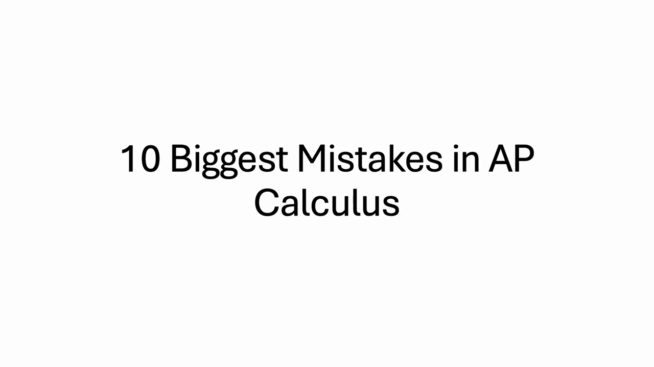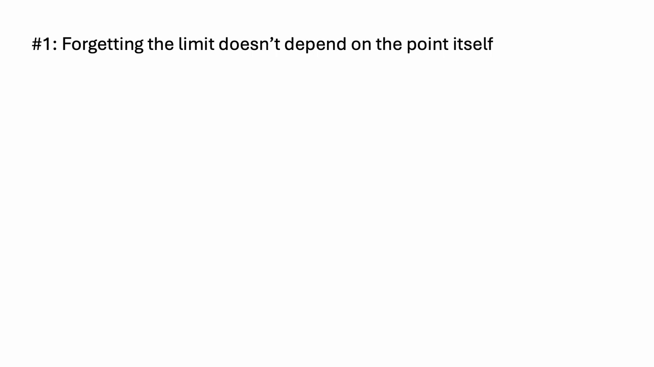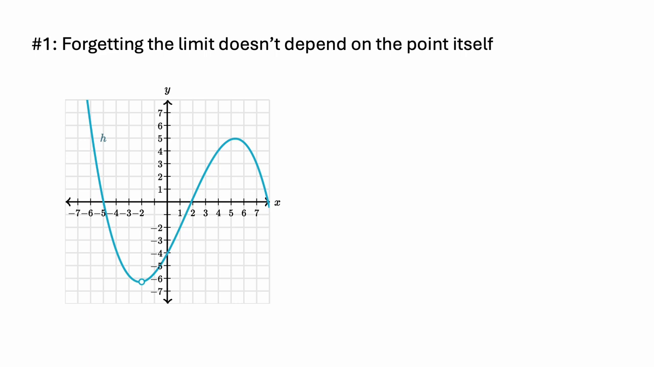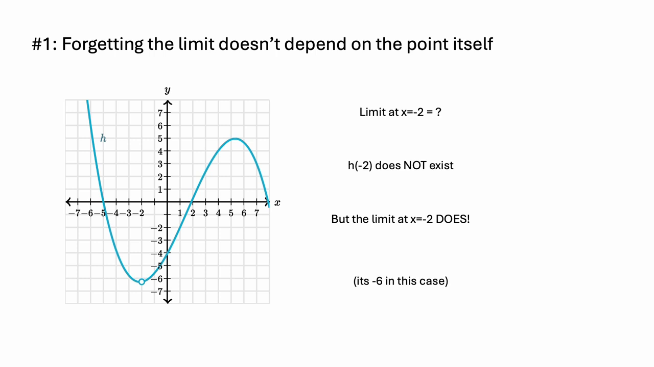Here are the 10 biggest mistakes students make in AP Calculus. The first mistake is forgetting the limit does not depend on the point itself. For example, if we have this function over here, you want to find the limit at x equals -2, which is this point right here, which has a dot in it. Many students assume that since h(-2) is not defined, the limit is not defined as well, but in reality it is, and in this case it's around -6, because that's where h approaches but doesn't touch.